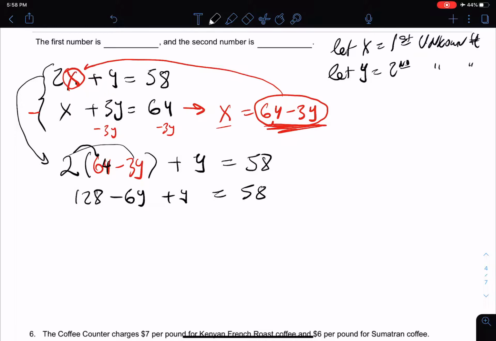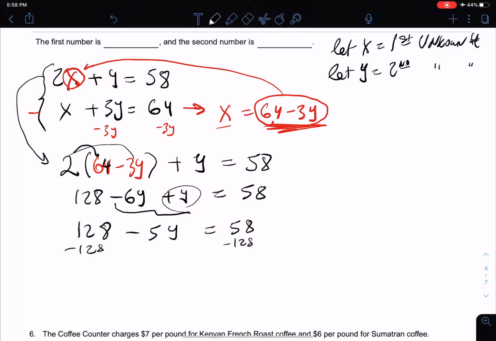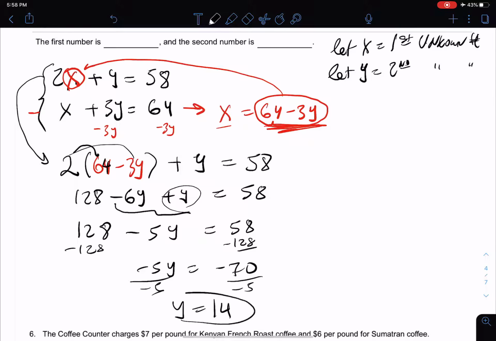So let's go ahead and combine like terms of y. So now we have 128 minus 5y equals 58. Subtract 128 from both sides. And we get negative 5y equals negative 70. Divided by negative 5. And we get y equals, what does y equal? 14. Negative makes a positive 14.